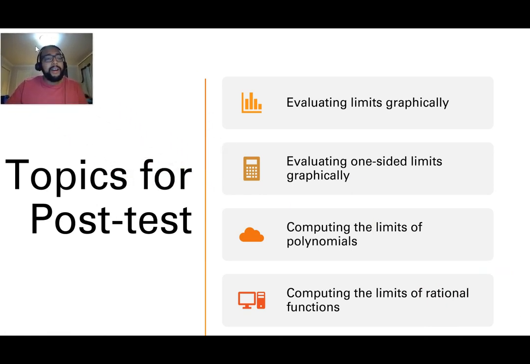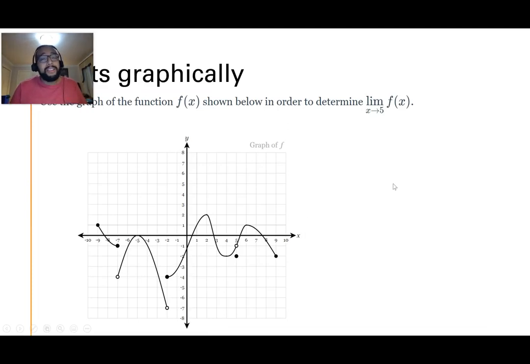In this video, I just want to cover all the things you will see on your post test. I know we talked about tangent lines in the very first class, and also rate of change, but that will not be covered in the post test. So make sure you know how to evaluate limits graphically, for limits and one-sided limits. Make sure you know how to compute limits of polynomials and limits of rational functions. Remember, for those rational functions, we learned different methods. So we'll look at that in this video today.